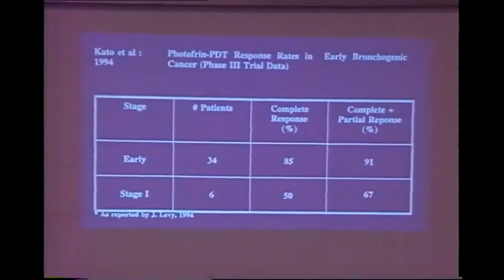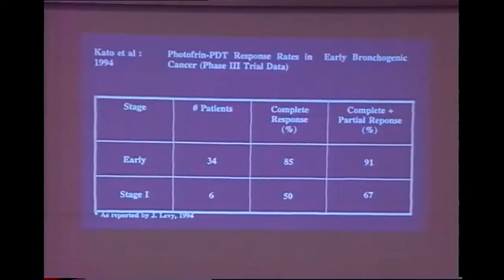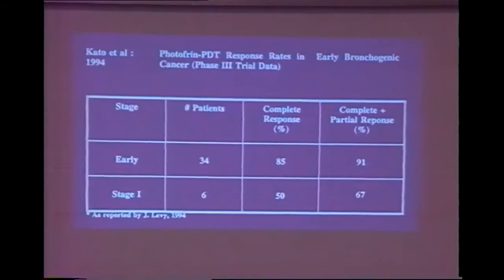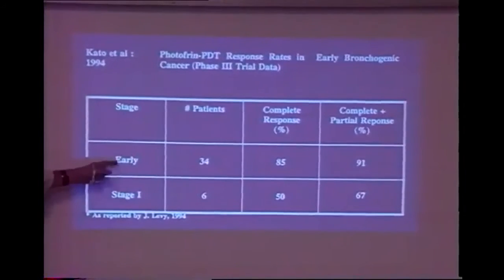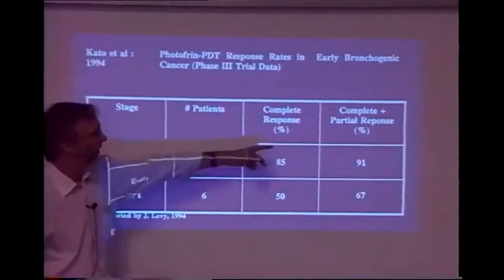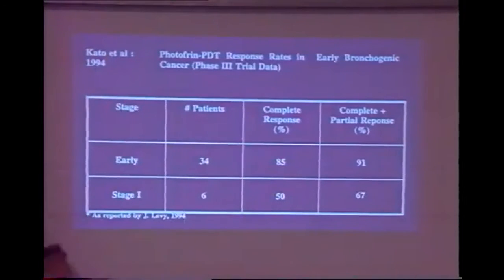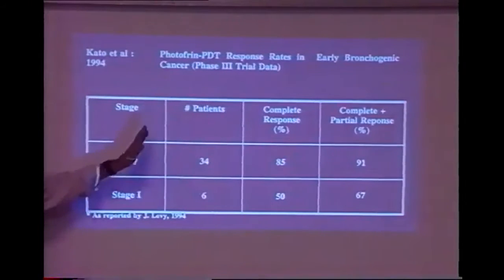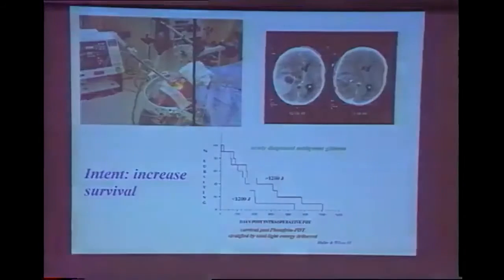Here's some data. This is now quite old, but just to show you an example, this is in early stage lung cancer. This is the data for which the treatment was approved in Japan. 34 patients with early stage lung cancer, 85% complete response rate, and if you include partial response rates, over 90%. The later the stage of the disease, the worse the response rate, of course. Brain, this is our own work in PDT for brain tumors, showing that the higher dose is better than the lower dose.